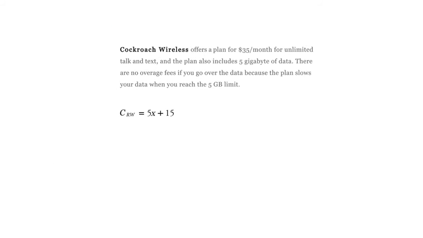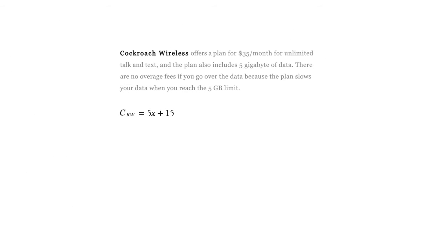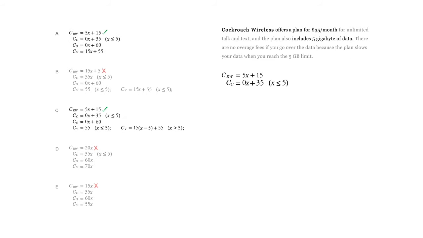So let's go to the next one. Cockroach Wireless is $35 a month, but it only goes up to 5 gigabytes. So it's 0x plus 35, because it doesn't matter how many gigabytes we use, but it really only applies up to 5 gigabytes, because then it slows us down, and it really may not be relevant at that point anymore anyway, because we're not getting good service. So we can make a check mark here, and we can make a check mark here. So these two are still both in the running.